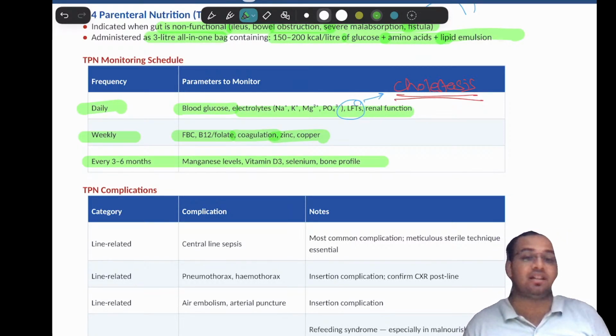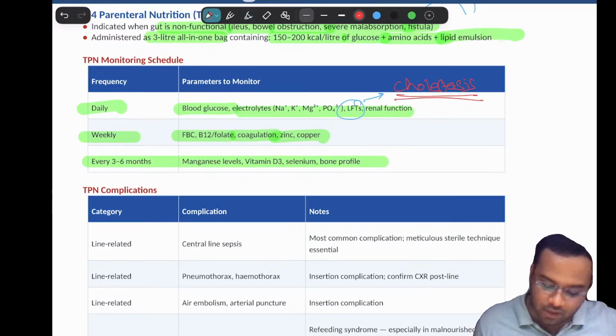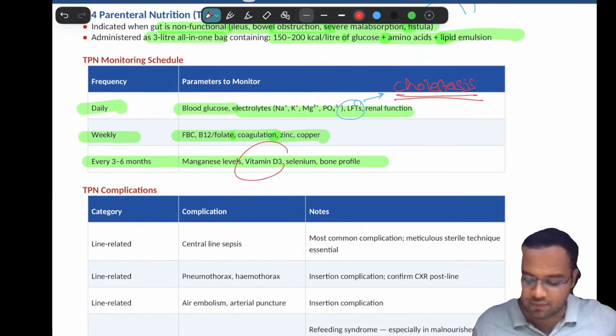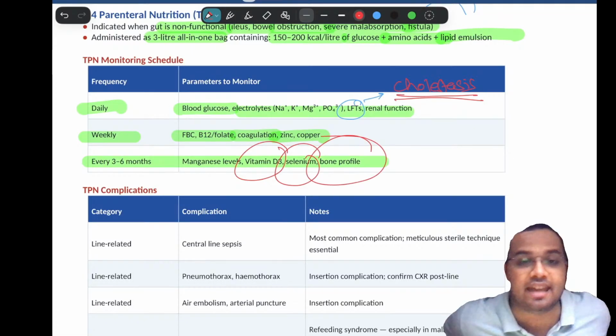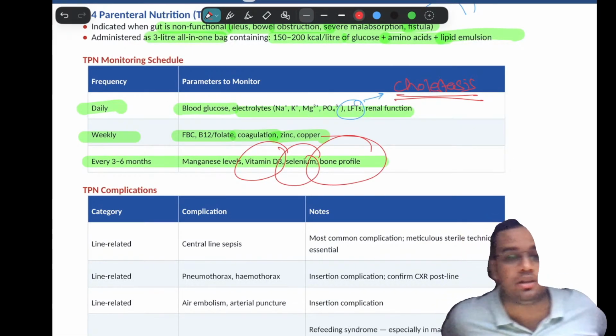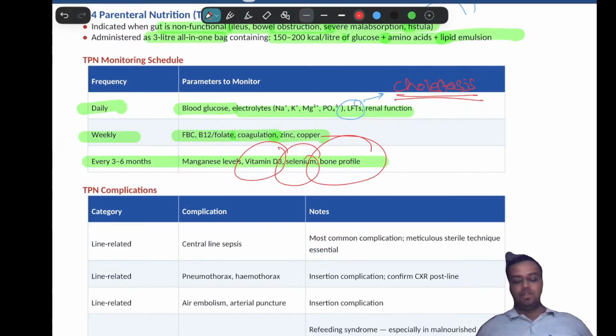So whenever the patient is going to be given parenteral nutrition, every 3 to 6 months you are going to check the patient's vitamin D3 levels, selenium levels, and bone profile, because the patient might be lacking calcium, the patient might have small micronutrient deficiencies. So these are the things which you should be checking.